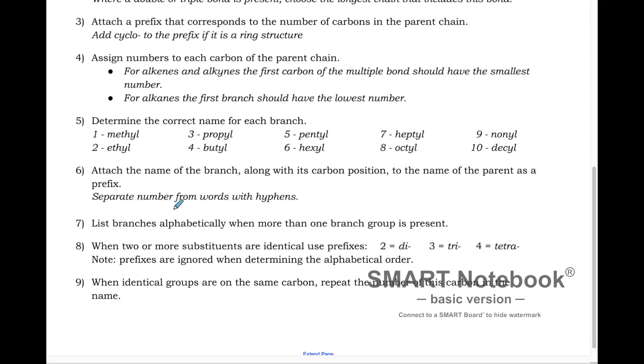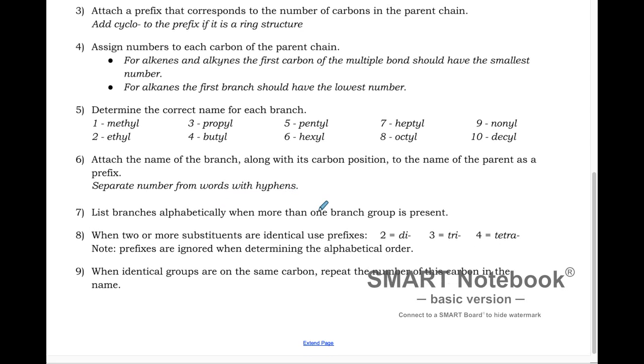We're going to separate the number from words with hyphens. So technically, if we name them, it's all one word. We're just trying to separate the numbers from the letters. And we'll see that in action when we go through a couple of examples. Number 7 is to list branches alphabetically when more than one branch group is present off of the parent chain.